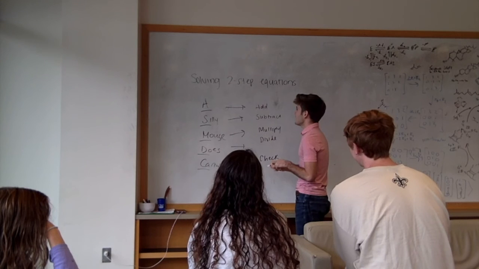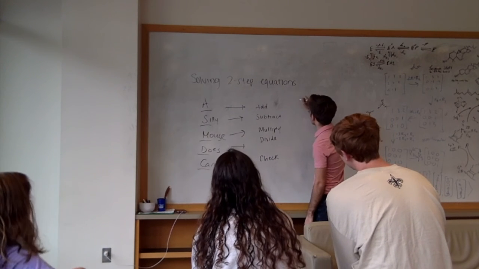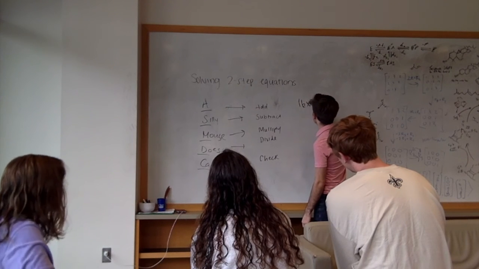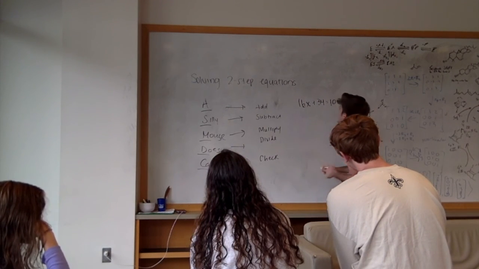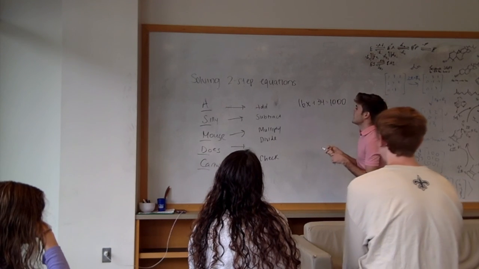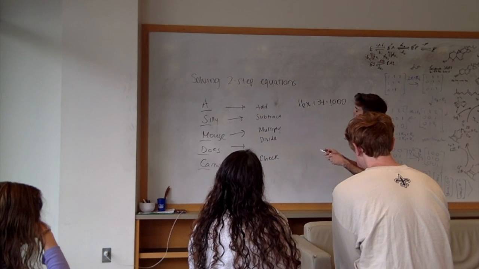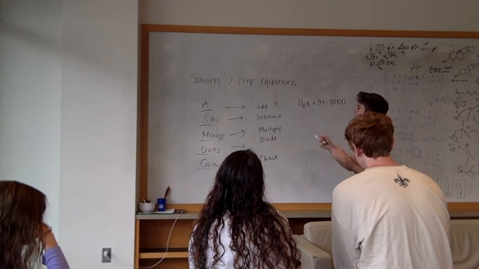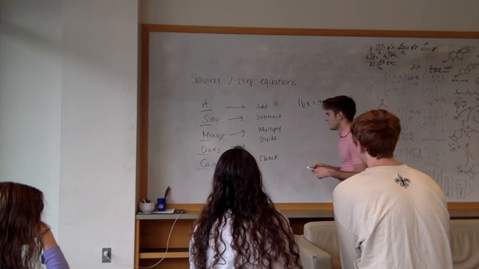If you ever are looking at a problem like, I don't know, something crazy, 16x plus 34 equals 1,000, even though it looks kind of complicated, as long as you remember silly mouse does cartwheels, you'll know what to do when, and it maybe doesn't seem as crazy anymore. Any questions?